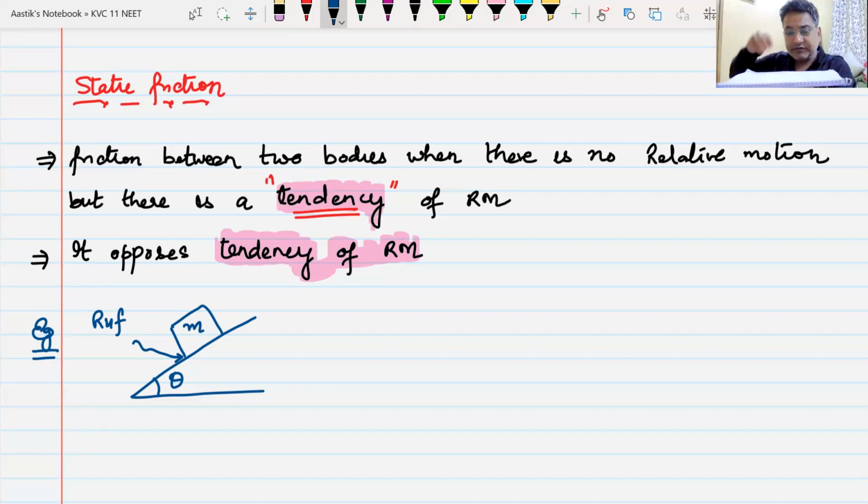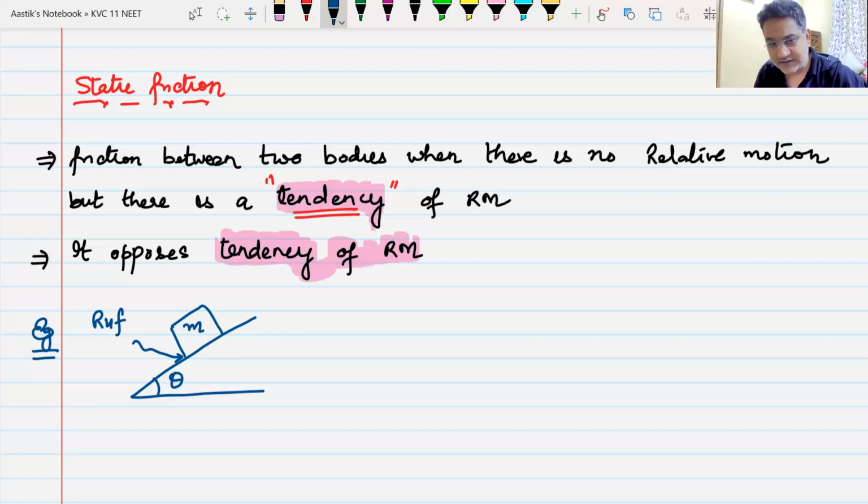We'll use a different thing. This is an inclined surface. I incline it at an angle like this, and I keep this thing here. You can see it is not moving. It is still at rest. It is an incline, but still not moving. See, the incline is so high, but still it is not moving. It is not moving, but it has a tendency to move.